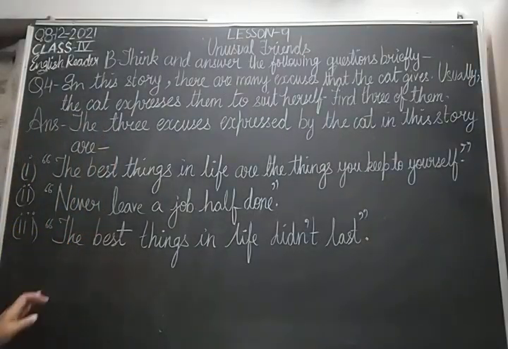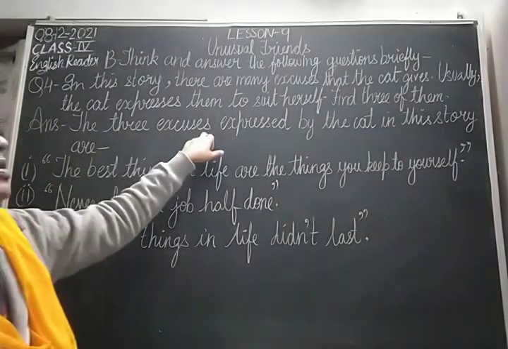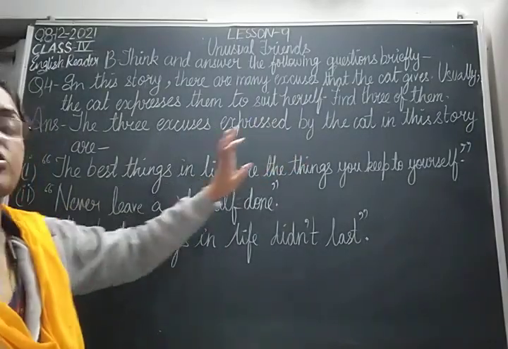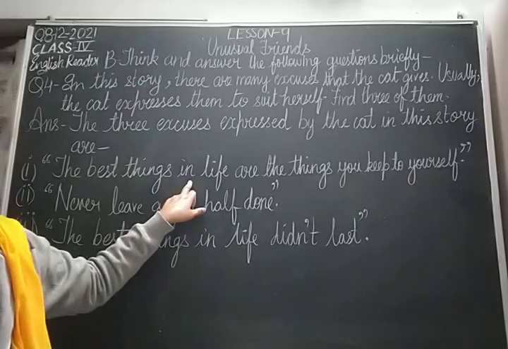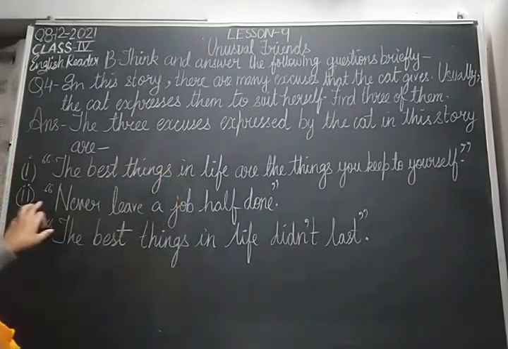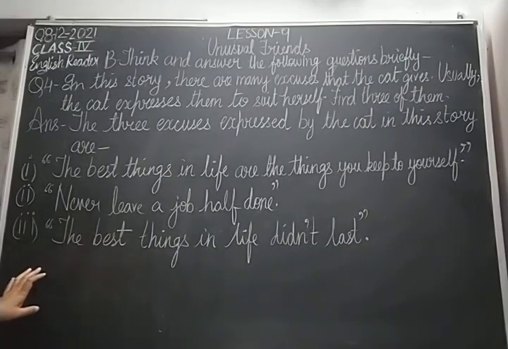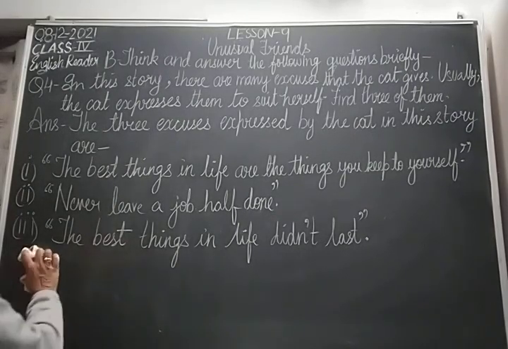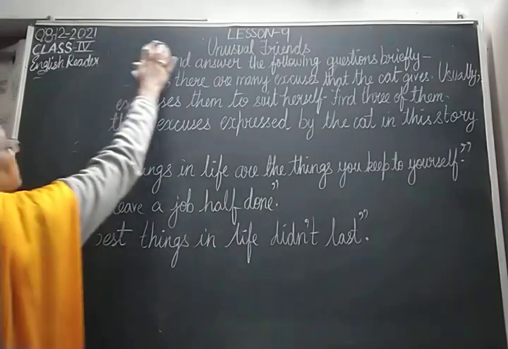Children, I hope all of you have done it. I'll revise it once again, then I'll erase. Answer: the three excuses expressed by the cat in this story are: the first, the best things in life are the things you keep to yourself. Second, never leave a job half done. Third, the best things in life didn't last. So now I'm going to erase, children, and I'm going to start with exercise C. Exercise C has to be done in the book itself. Fine.